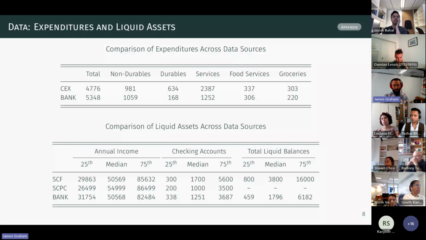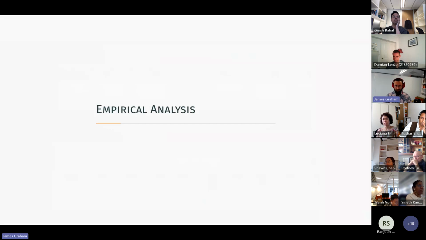So in the final column, you can see that our total liquid balances are only about half of total liquid balances in the Survey of Consumer Finances at the median. So we're certainly undercounting total liquid balances, but we think we're okay with checking accounts. This is going to be a problem that plagues anyone with this kind of data, though, so we just have to sort of live with it.